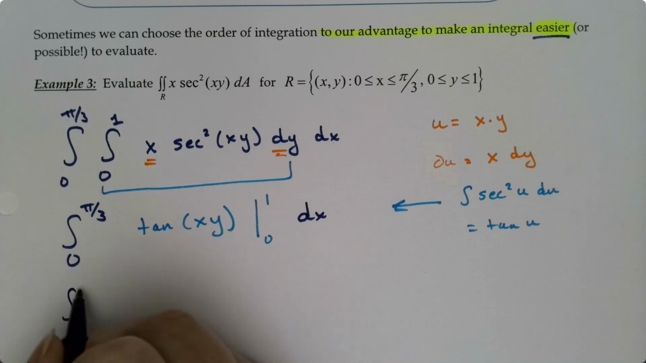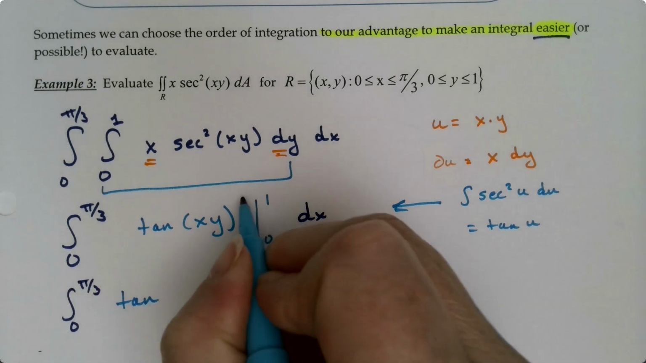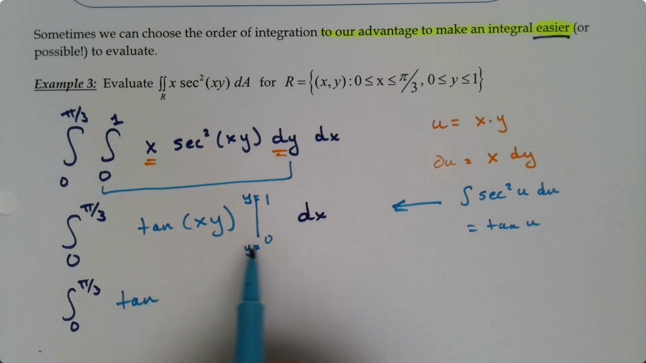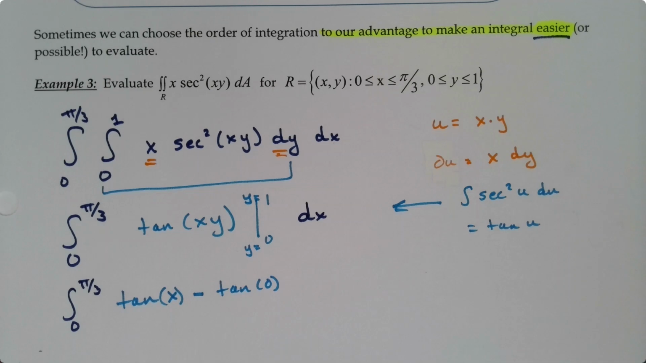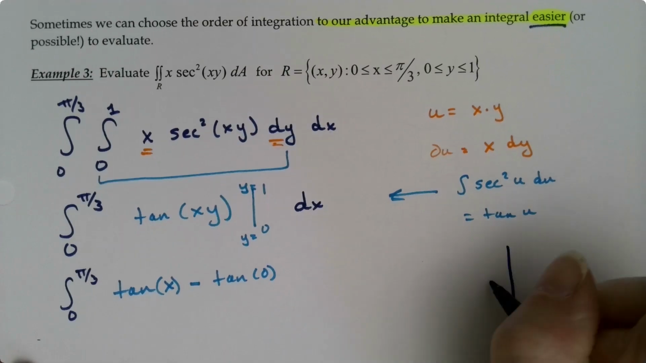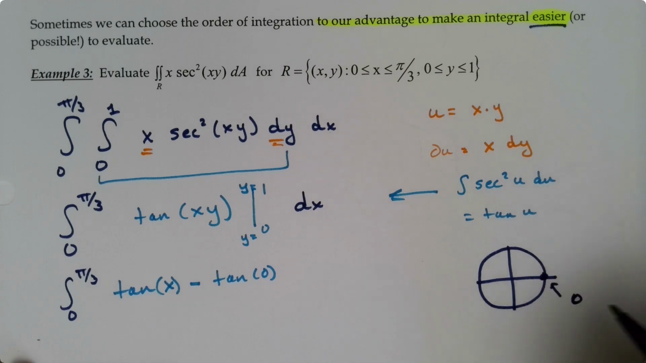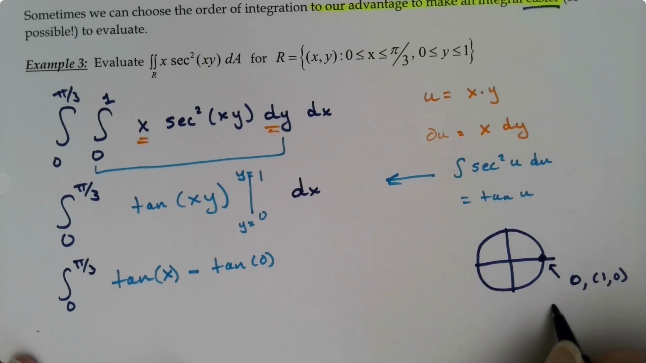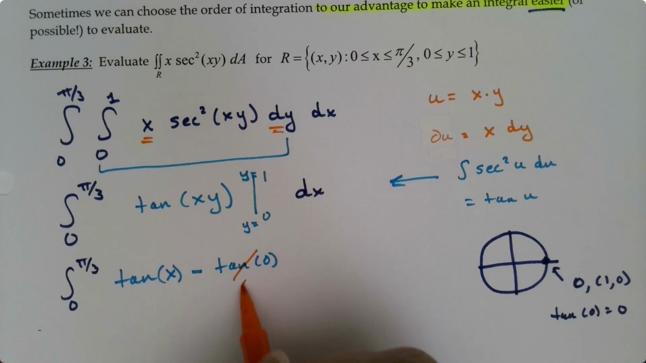So this is 0 to pi over 3. The tangent of, remember these were y values. If it helps, you can put little y equals in there. This was tangent of y equals 1, so x, minus the tangent of 0. But the tangent of 0, right, let's think about our unit circle. Tangent is sine over cosine, right? So if you have 0 as your angle, the sine value would be 0, the cosine value would be 1. So the tangent of 0 is 0. So this whole piece is gone.